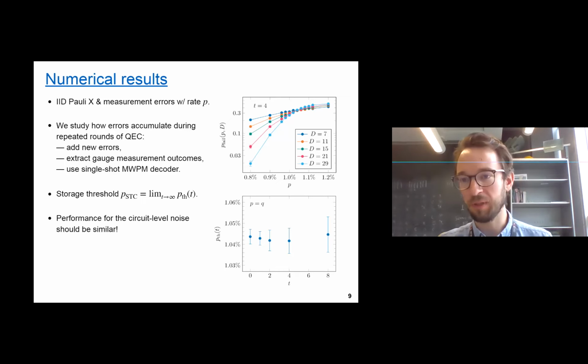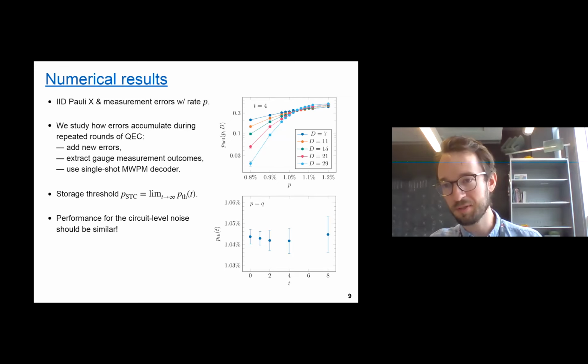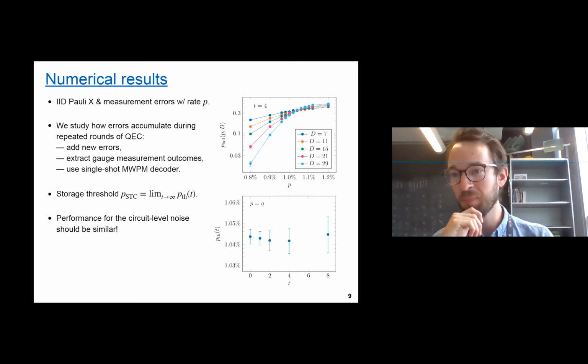We can't prove that this should happen, that the code capacity and this phenomenological noise model threshold should be the same. But from the numerics, it does seem to be pretty robust. So that's quite nice, I think.